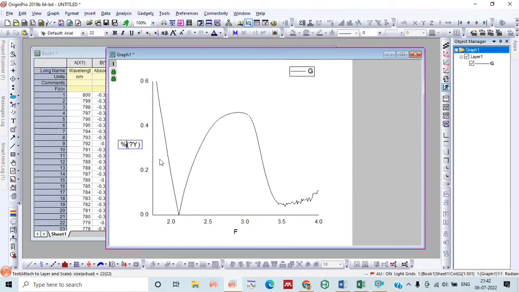Now we will change the title of both the axes. On the Y axis we need to take F of R multiplied by h nu, whole to the power half. And its unit is electron volt to the power half. And on the X axis it is photon energy, whose unit is electron volt.